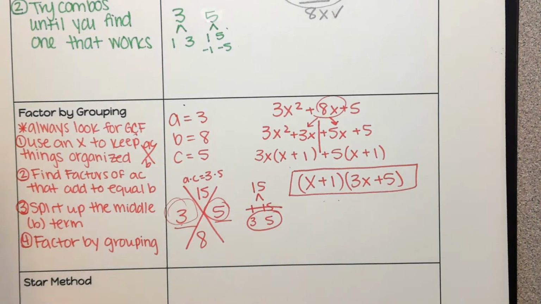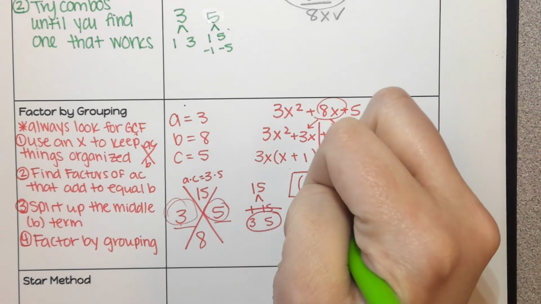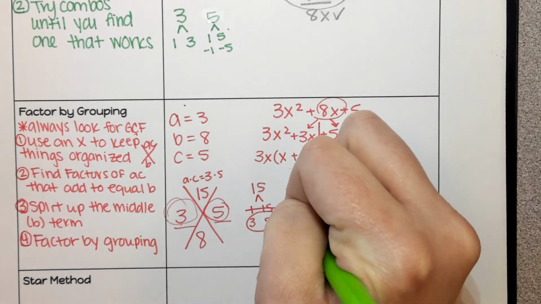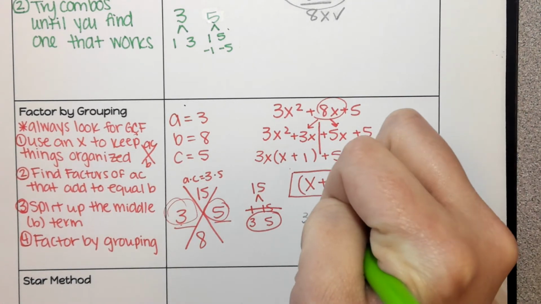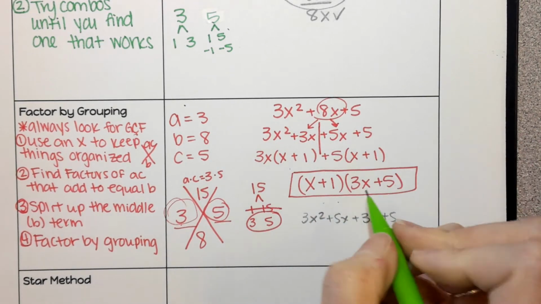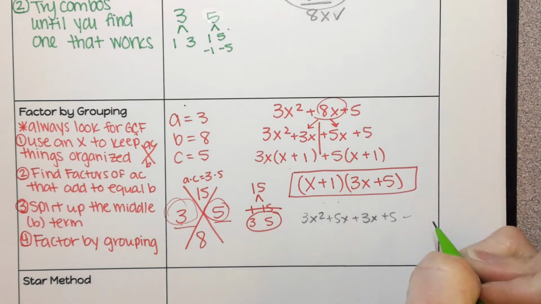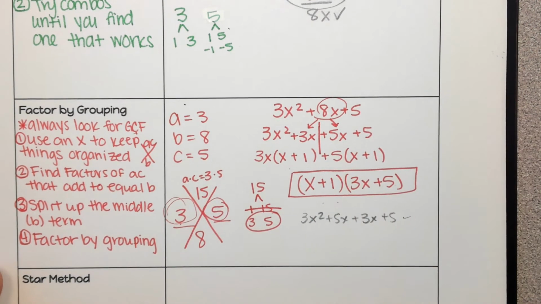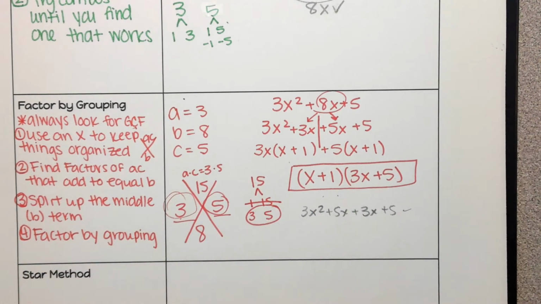You can check your answer by doing x times 3x is 3x squared, x times 5 is 5x, 1 times 3x is 3x, and 1 times 5 is 5. Add those together in the middle, and that does match what we started with. So that is your final answer.